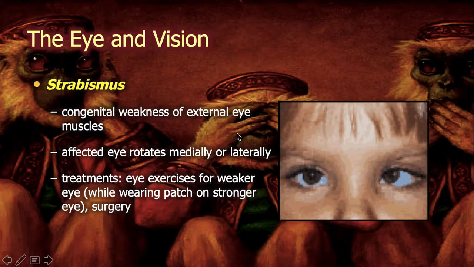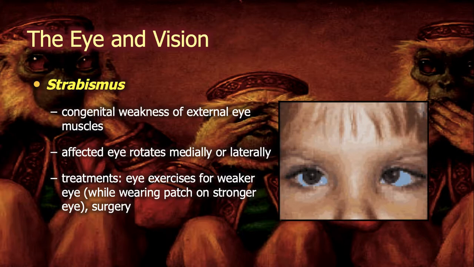For your first homeostatic imbalances for the eye and vision: Strabismus. Also, you might have heard it as lazy eye. This is where you have a congenital weakness of your external eye muscles, and it prevents at least one of your eyes from staring straight ahead. So one set of muscles is going to be stronger than the other set, and the stronger muscles are going to pull the eye that direction.